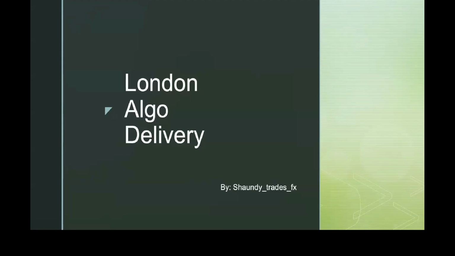So today we're going to go one step further. We're going to be talking about the London algorithmic delivery of price. Now, if you recall, remember what an algorithm is, or remember what an algorithm tries to do. That is to get a job done. So now we learned what Asia was supposed to do.